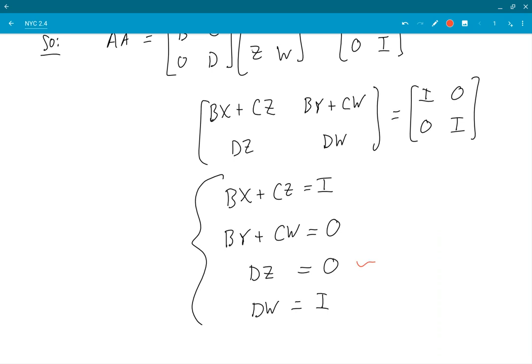So what do I get here? You can stick a D inverse here and a D inverse here and get that Z is the zero matrix. Likewise, you can get W is D inverse. So here I have found Z and W. Now I just need to find X and Y, and I'll work with these first two equations.